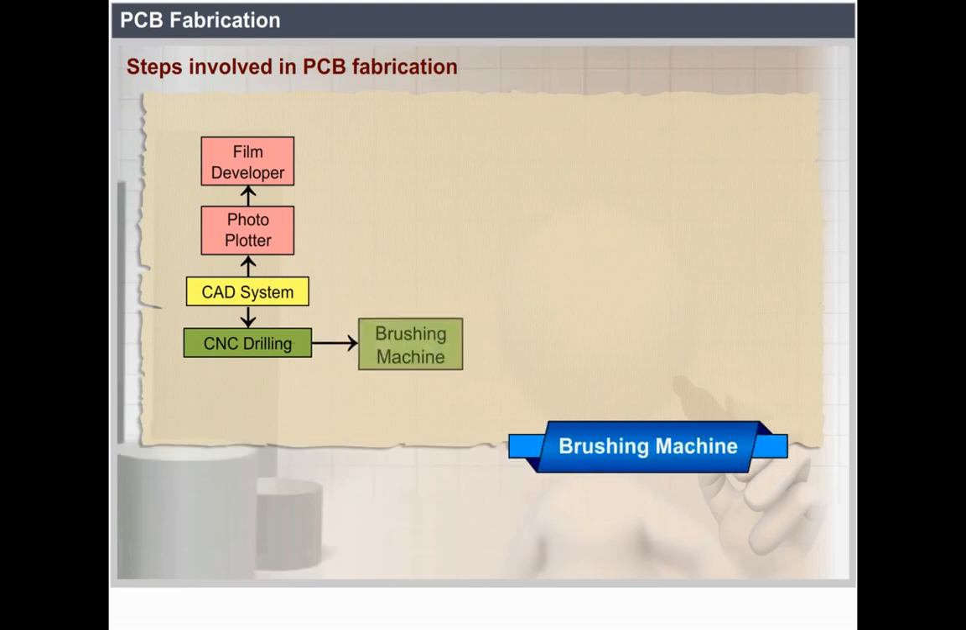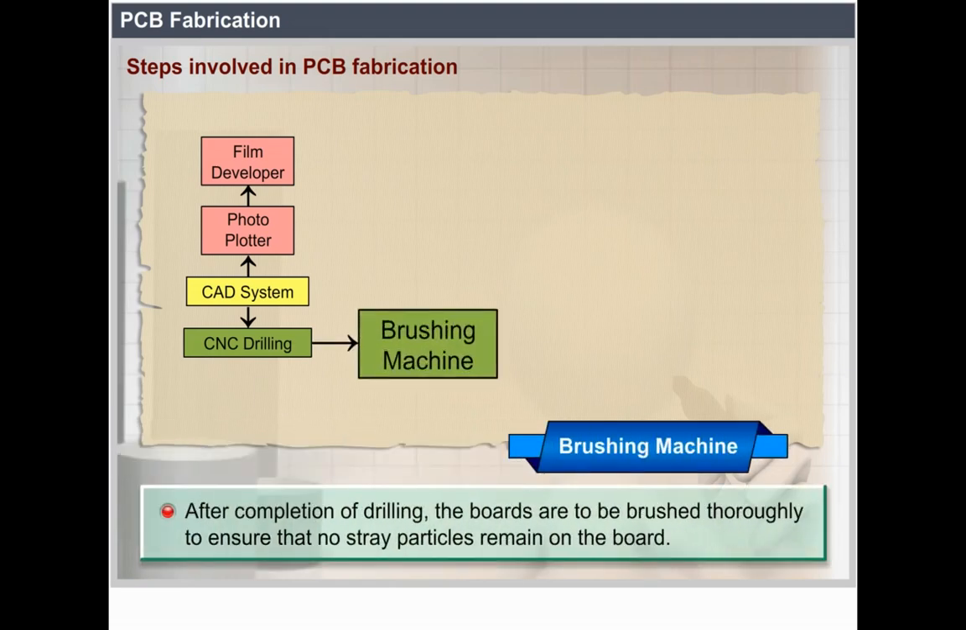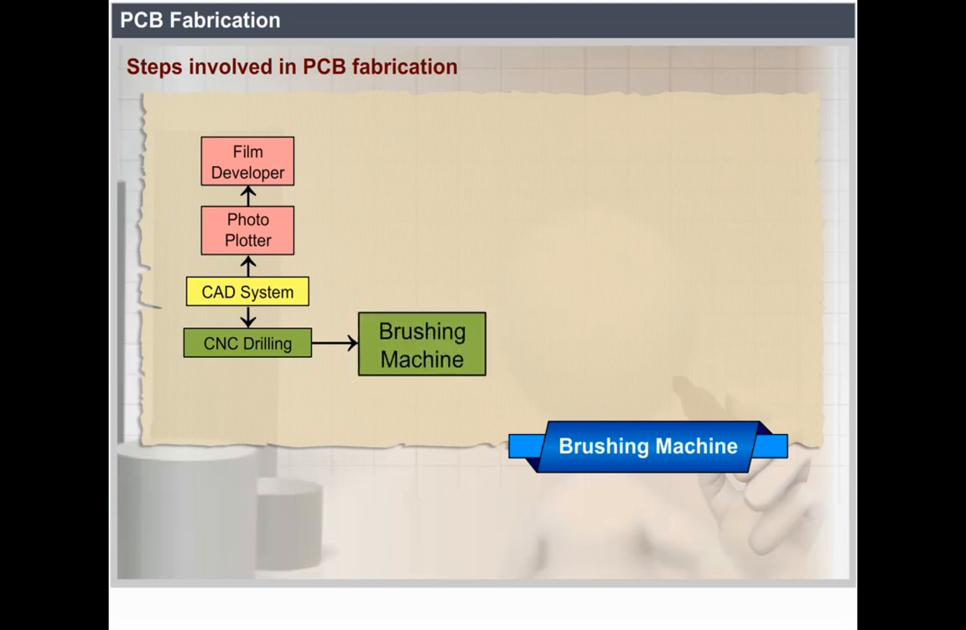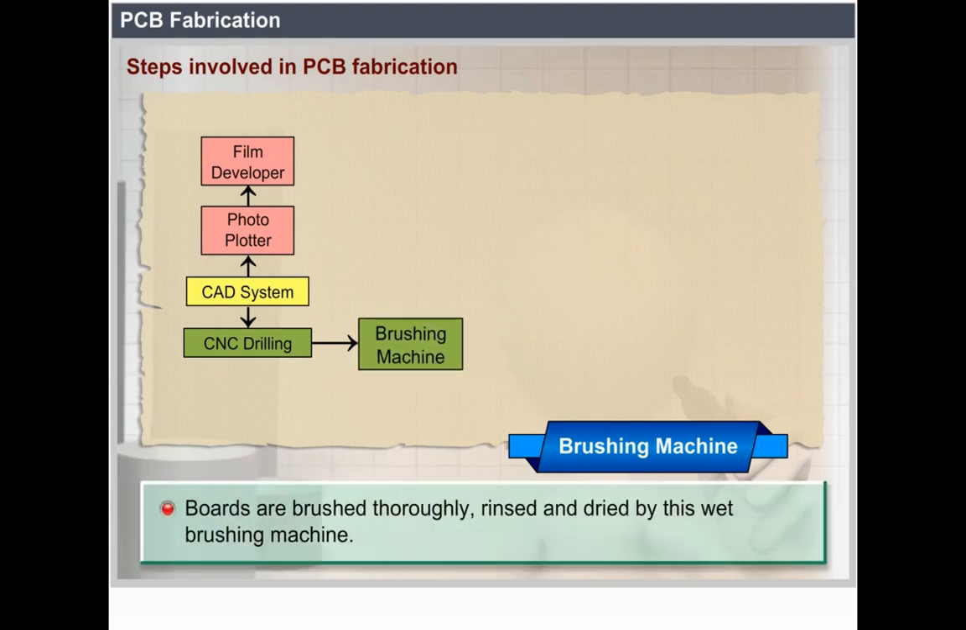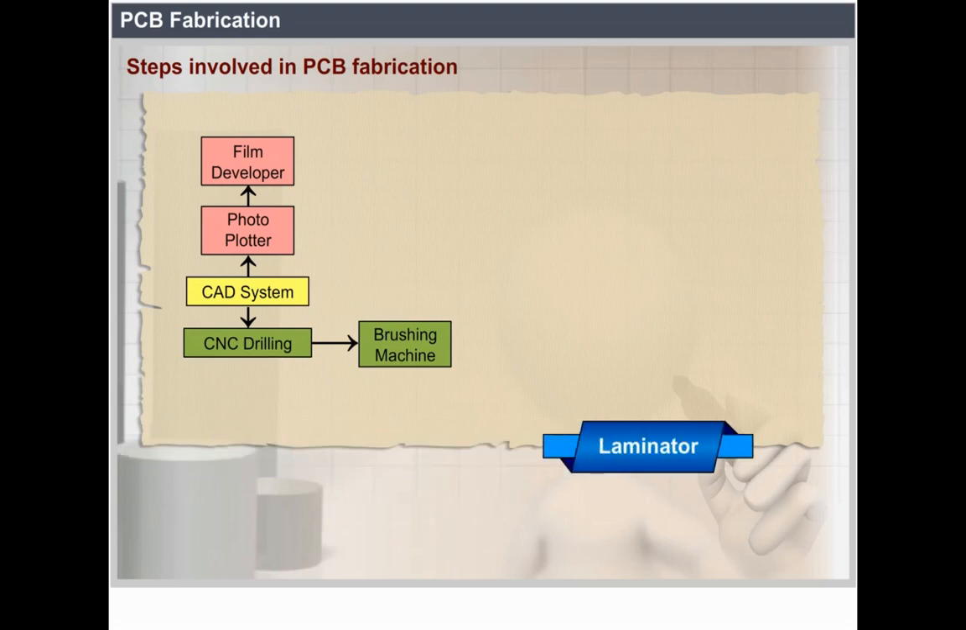Brushing machine. After completion of drilling, the boards are to be brushed thoroughly to ensure that no stray particles remain on the board. Boards are brushed thoroughly, rinsed and dried by this wet brushing machine. Laminator.